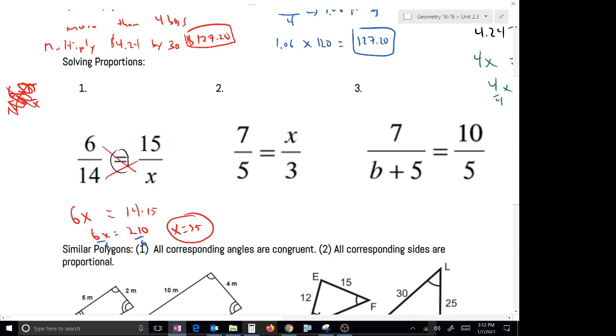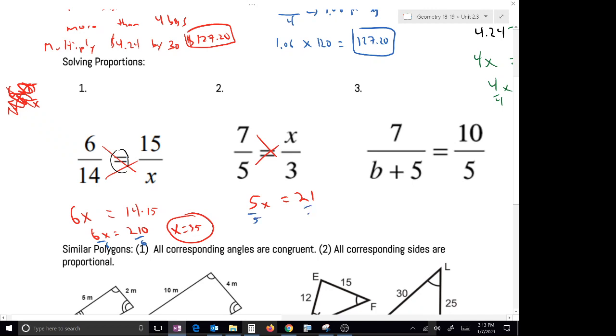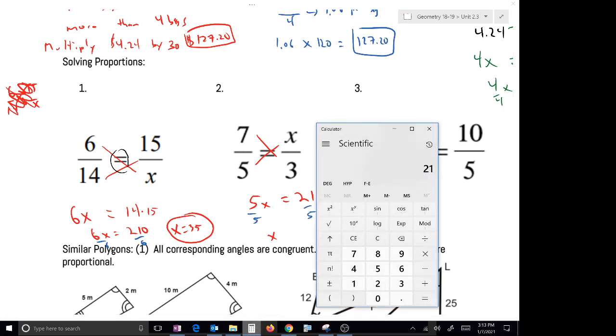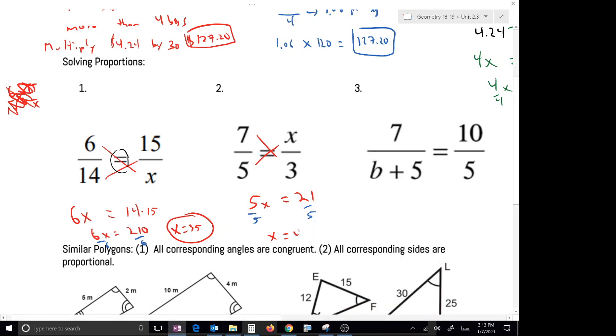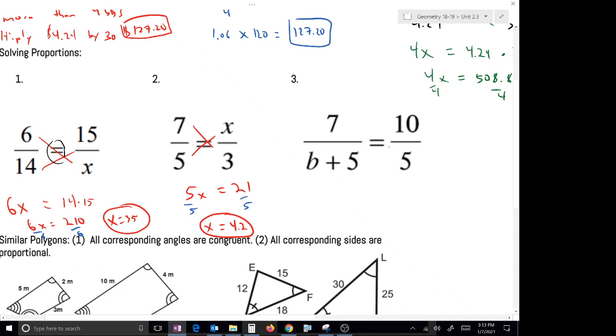Okay. Same thing for number 2, cross multiply. 5 times x is 5x. 3 times 7 is 21. Divide by 5 on both sides. So x is going to equal 21 over 5, or if we want a decimal answer, 4.2. All right.